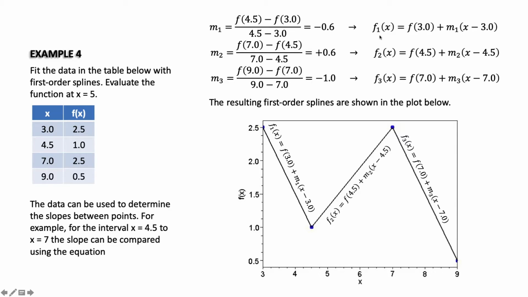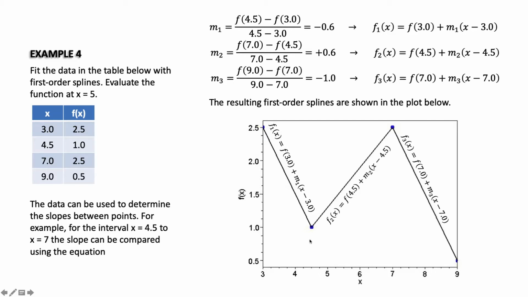Since we know that the linear interpolation equation is f1 of x equals f of 3 plus m1 times x minus 3, where m1 is equal to negative 0.6, we can readily solve for the points between these two data points from x equals 3 to x equals 4.5. Between the next two data points, the slope is positive 0.6, and the equation of the line is f at x equals 4.5 plus m2, which is 0.6, times x minus 4.5.